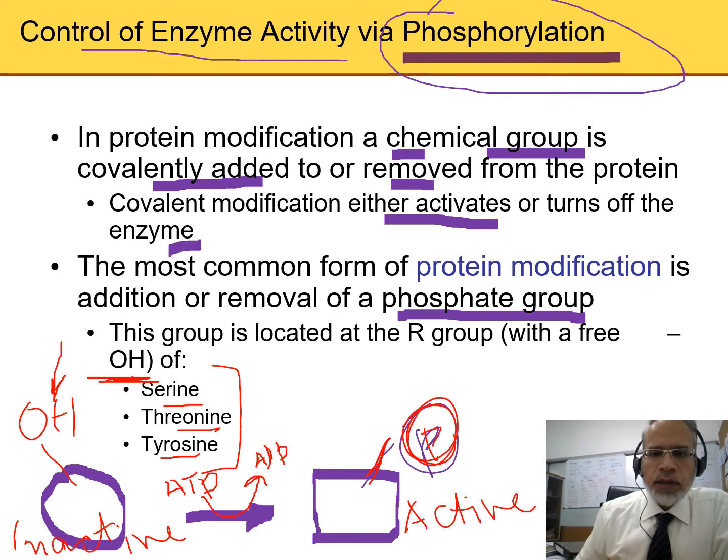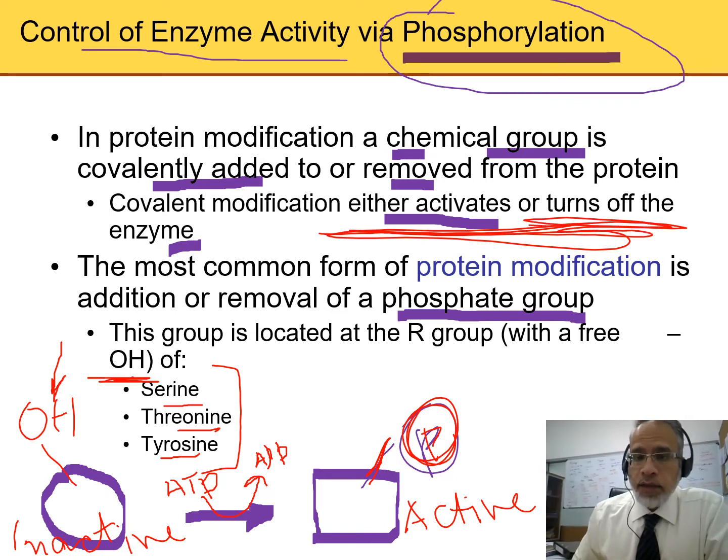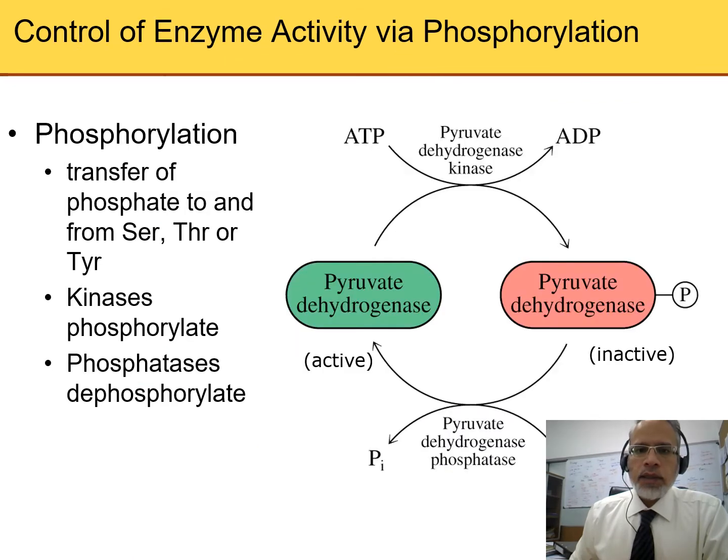But in some cases, it doesn't have to be. In some cases, it could turn off the activity as well. So it's possible that you can have an inactive enzyme which becomes active, or you can have an active enzyme, and when you add phosphate to it, it becomes inactive. Okay. So here's an example.